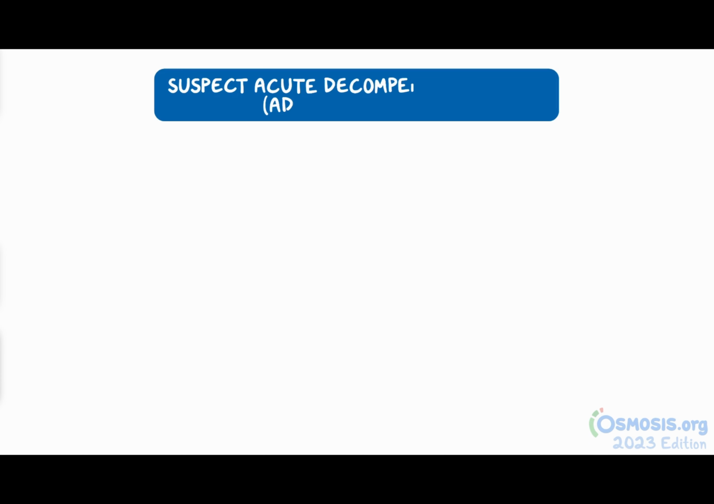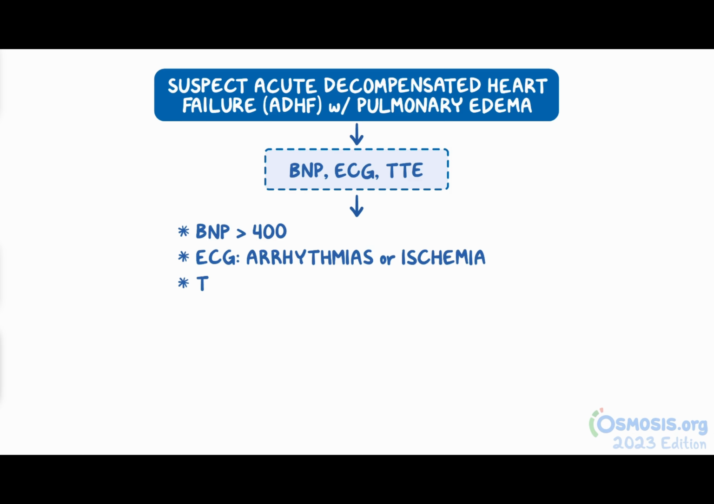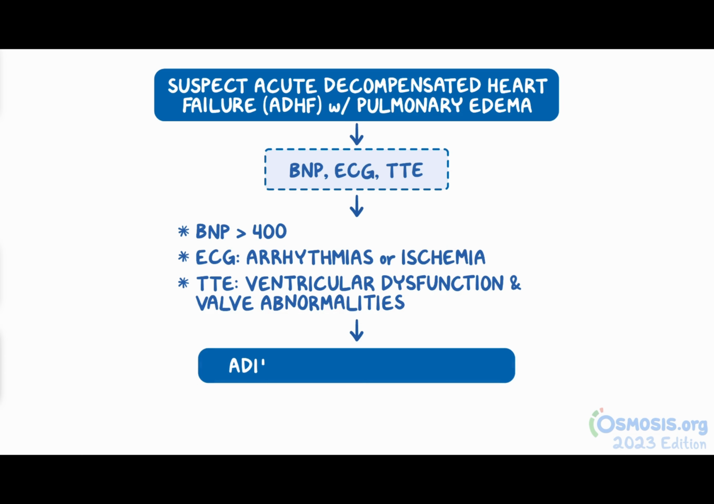Now, these findings should make you think of acute decompensated heart failure with pulmonary edema, so order B-type natriuretic peptide, or BNP for short, ECG, and a transthoracic echocardiogram, or TTE. BNP greater than 400, ECG findings associated with arrhythmias or ischemia, as well as TTE findings of ventricular dysfunction and valve abnormalities, support the diagnosis of acute decompensated heart failure with pulmonary edema.